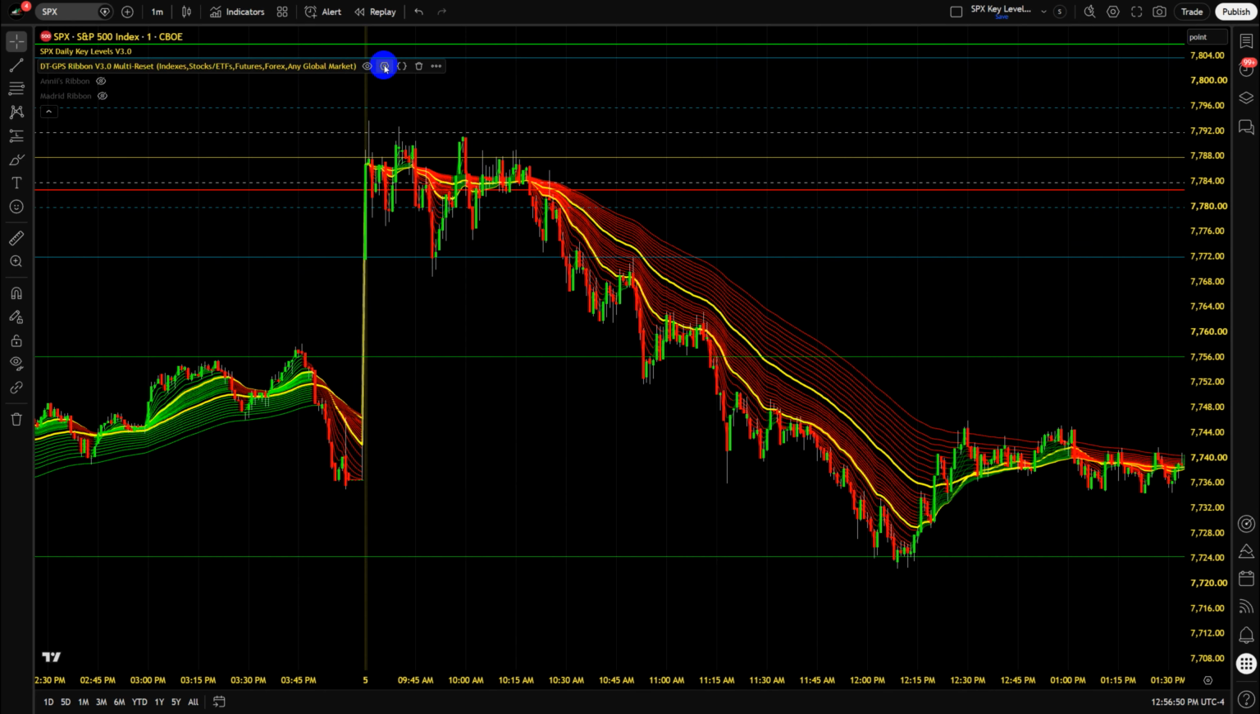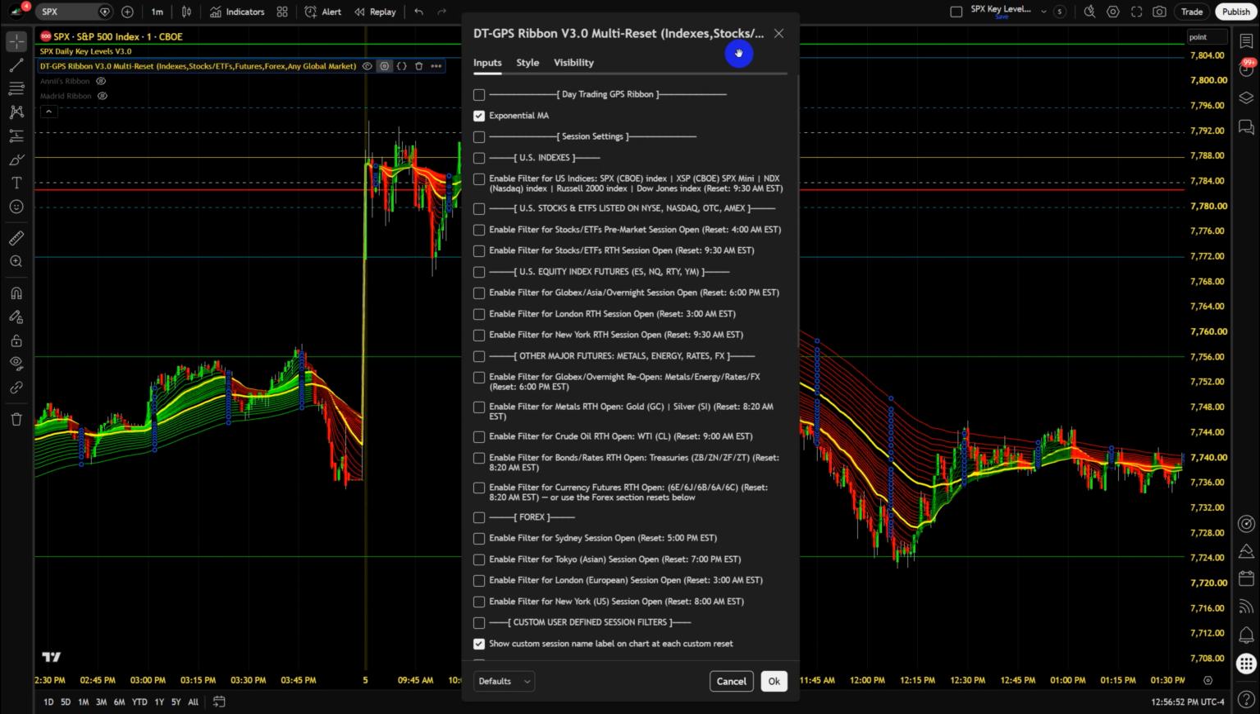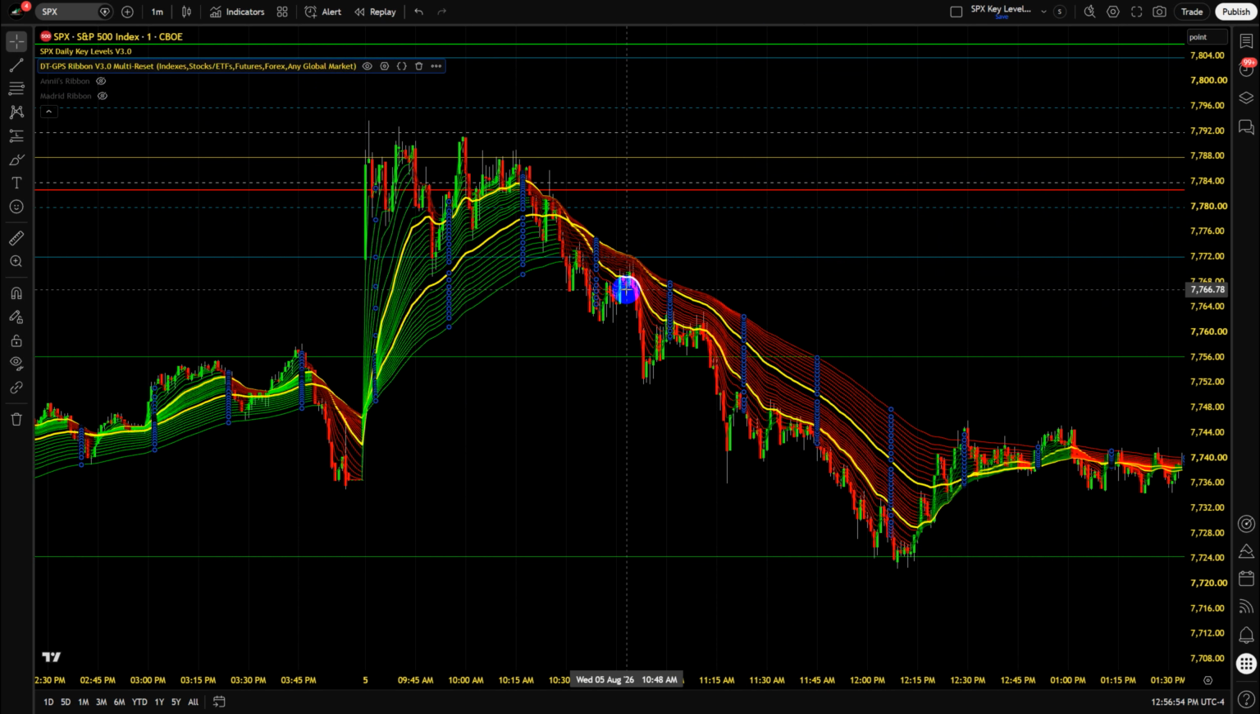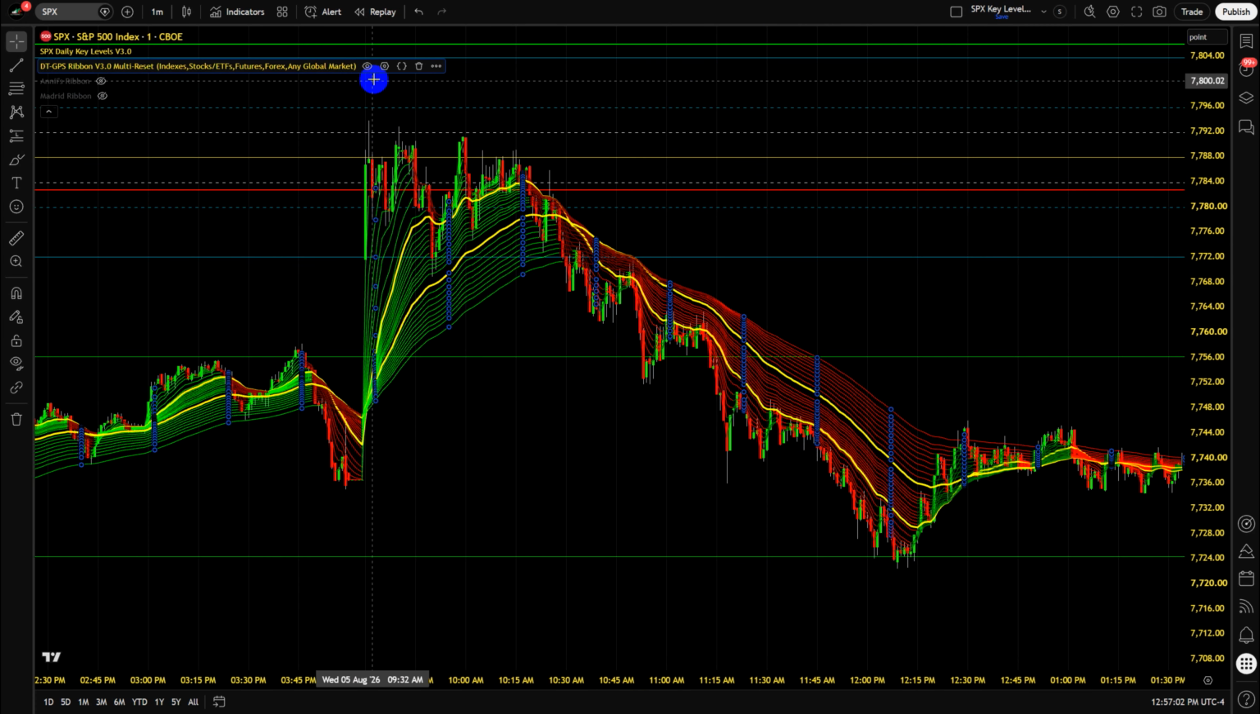If you don't have the reset on, then this is what you're seeing instead. You're eventually seeing the reversal, you're just seeing it much later, and then your opportunity for profit is a lot less, points-wise.